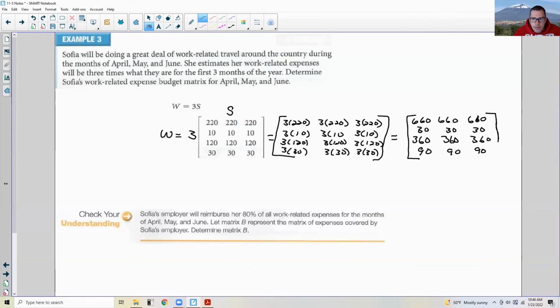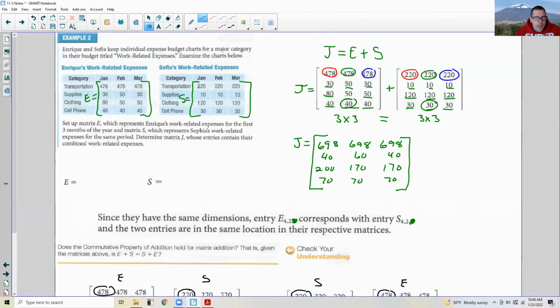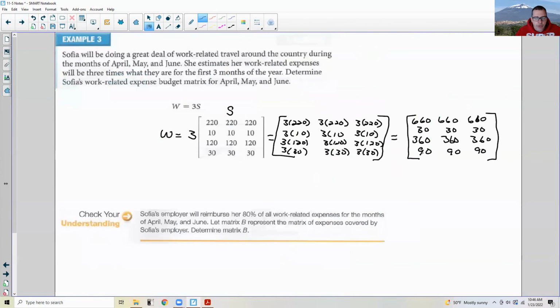Okay, so there is our matrix scalar multiplication. So now W equals this right here. She plans on spending $660 on transportation, $30 on supplies, $360 on clothing, and $90 on cell phone.